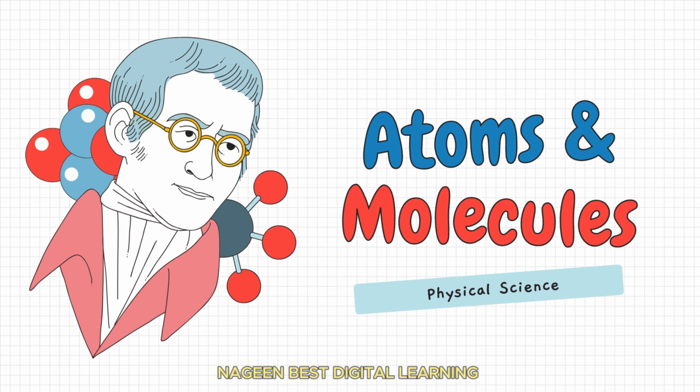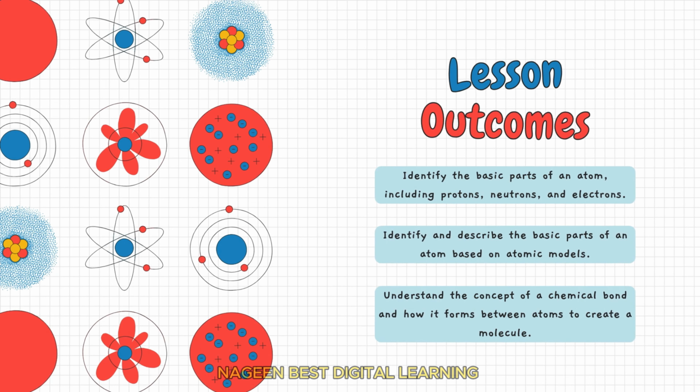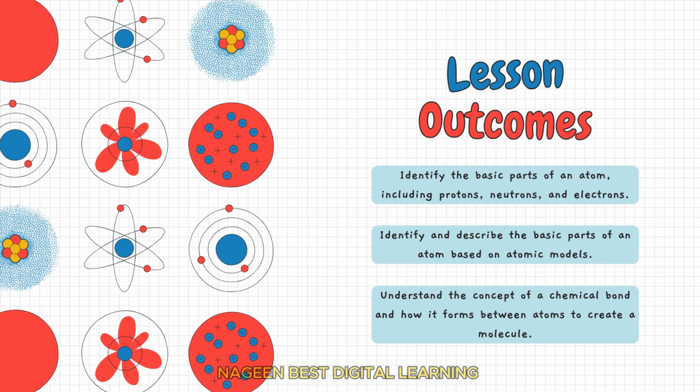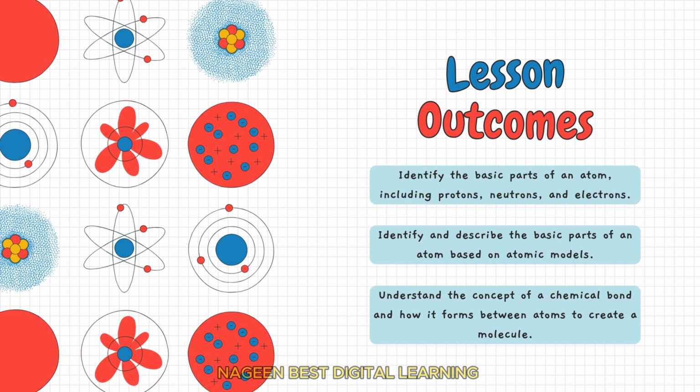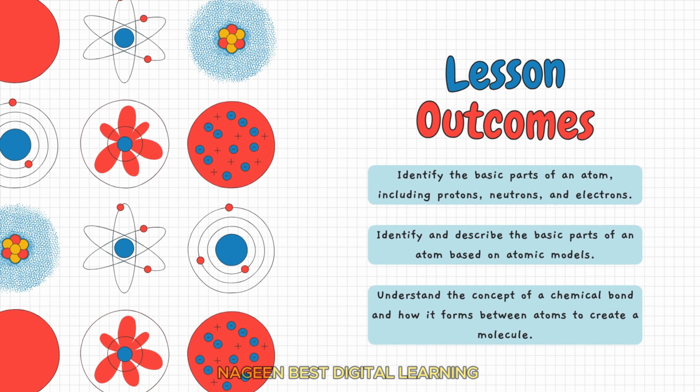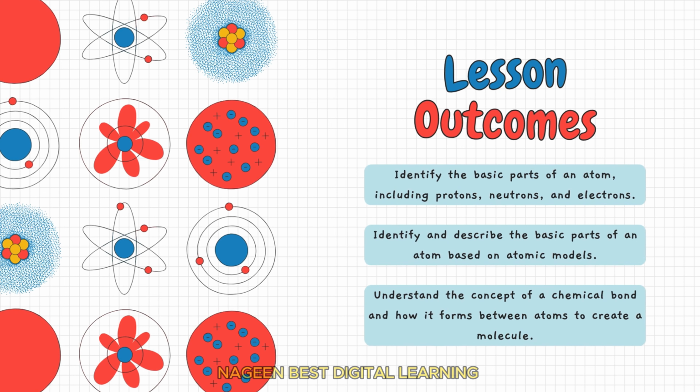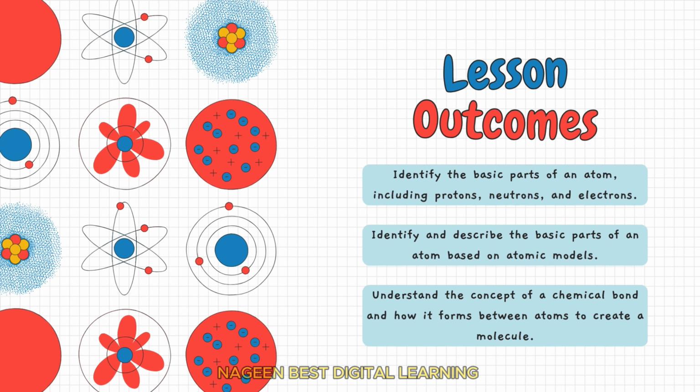Atom and molecule. Learning outcomes. Identify the basic parts of an atom, including protons, neutrons, and electrons. Identify and describe the basic parts of an atom based on atomic models. Understand the concept of a chemical bond and how it forms between atoms to create a molecule.